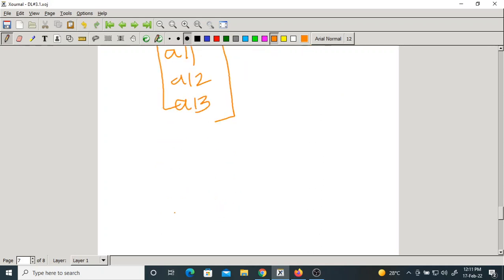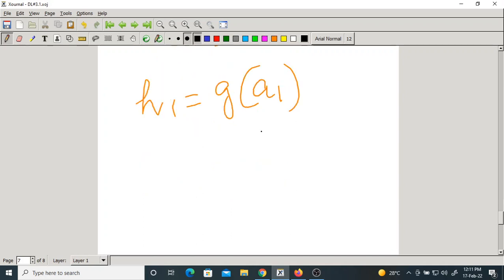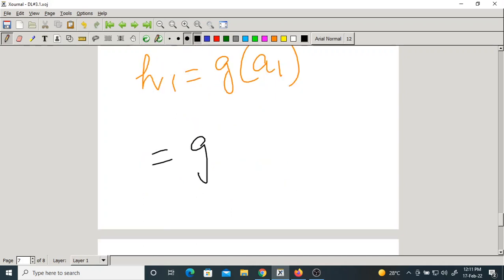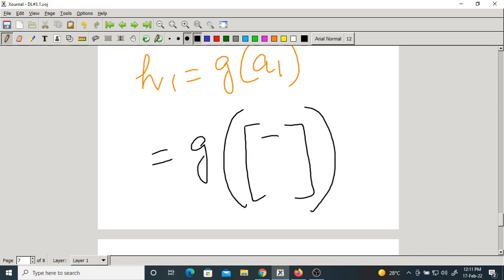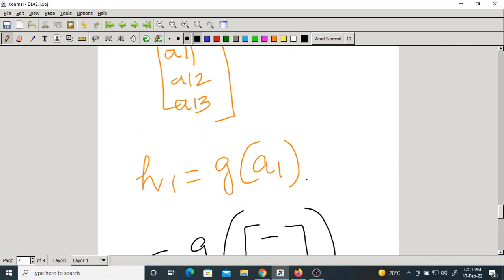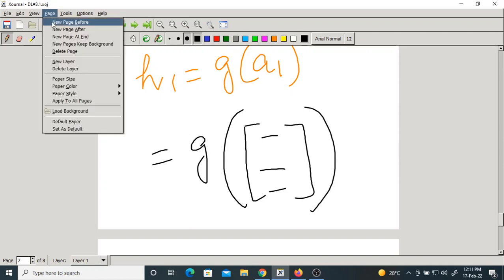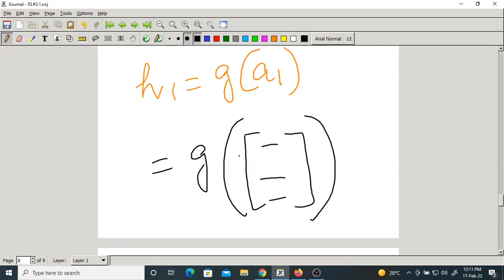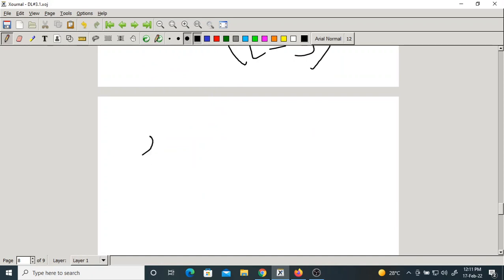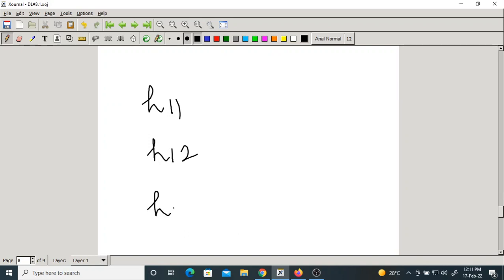How to get H1? H1 equal to G of A1, isn't it? From the logic. So G of A1, what are all the elements? A11, A12, A13. Suppose this function is an elementwise function, then what happens? Now H1 means H11, H12, H13. That equals, what do you get?